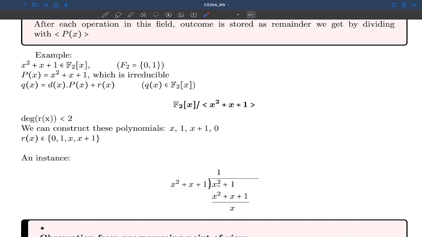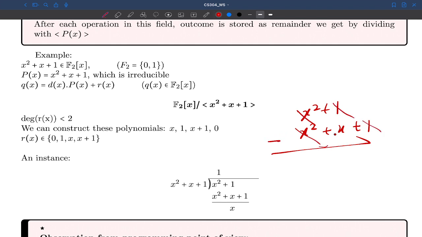So if I divide x square plus 1 by x square plus x plus 1, how will I divide? I'm observing that it will go 1 times this divisor, and 1 times this divisor is x square plus x plus 1. What I'll do now, I'll just subtract them. x square plus 1 minus x square plus x plus 1. What will I get? x square gets cancelled, and 1 gets cancelled with 1. I got minus x.